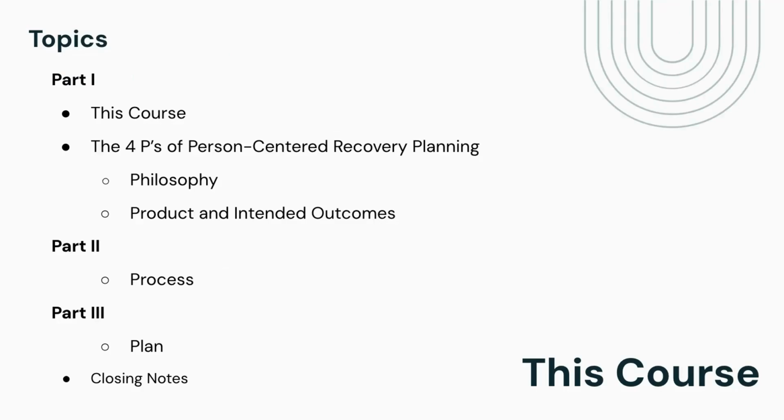Here's what we plan to cover. We're currently going over the basic information about this course. After that, we will dive right into the 4 Ps. You'll see that the 4 Ps are spread across the 3 parts of the course. Part 1 includes philosophy and product. Part 2 is focused entirely on the process, and Part 3 covers the plan. We have a few brief closing notes at the end.